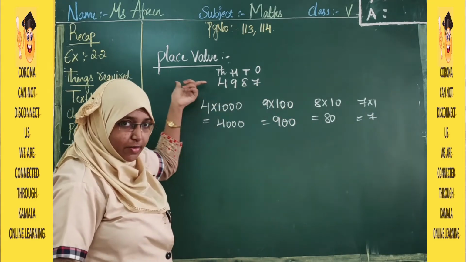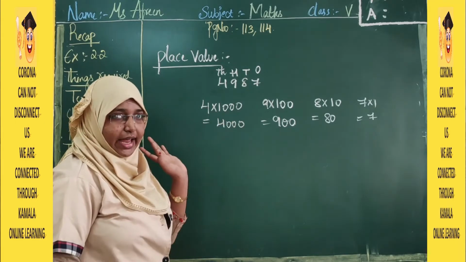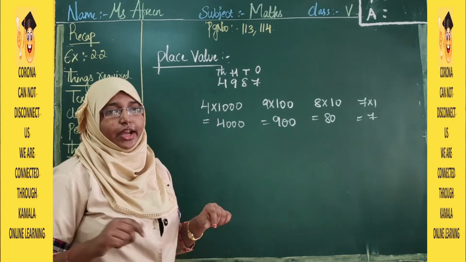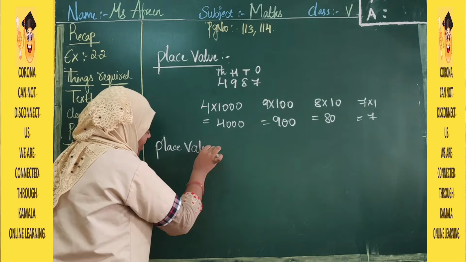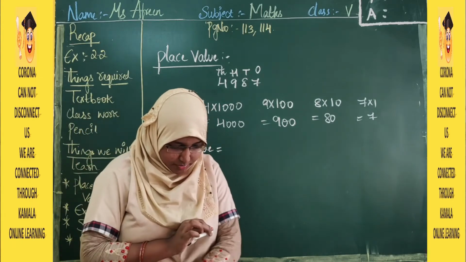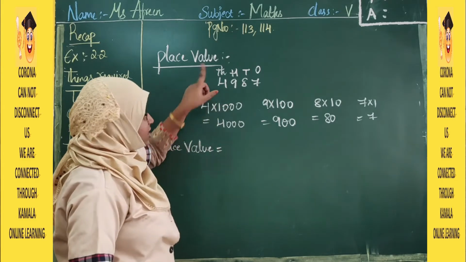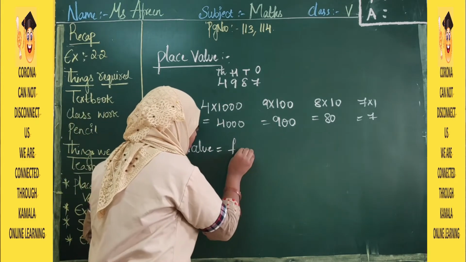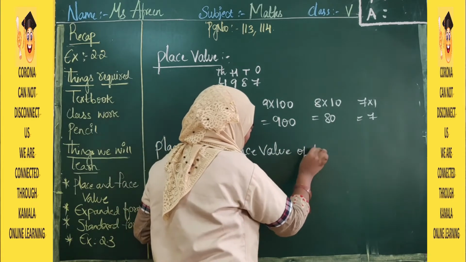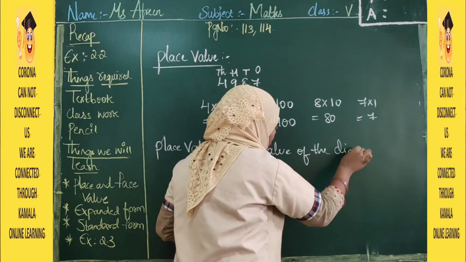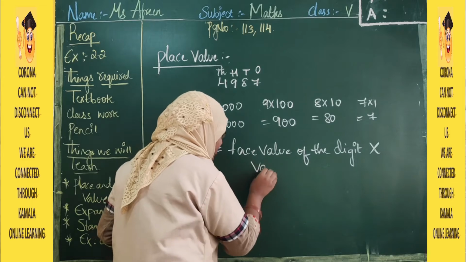What have we done? We have written the number. How to find place value? To find place value, we multiply the digit with its value. Here they have given it in an elaborate form, like a formula. Place value of a digit means the face value of the digit multiplied by the value of the place. Face value means the same digit. The face value of 4 in this number is 4.